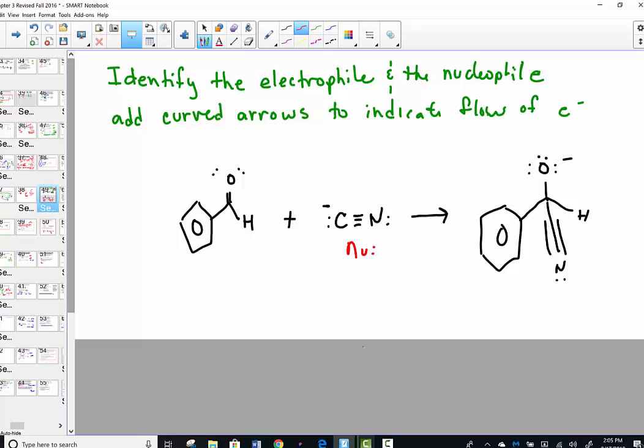Where is it being brought to? Well, here's a carbonyl, C double bond O. And remember we discussed carbonyl as a great target for nucleophiles because the carbon is left with a slightly positive charge based on the electronegativity difference. That carbon in a carbonyl is slightly positive, making a great target for the electrophile category.